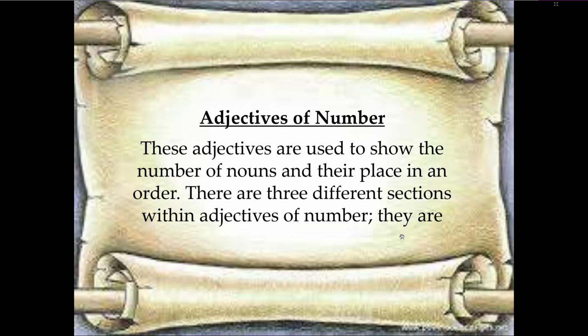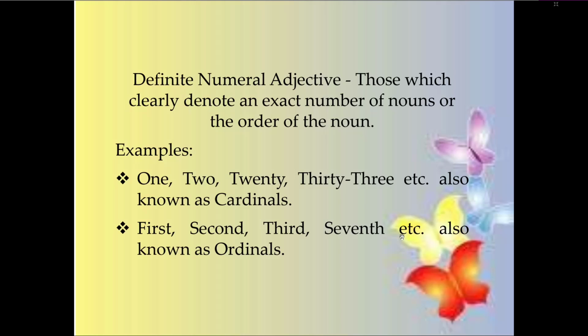Next is adjectives of number. On the contrary, these adjectives are used to show the number of nouns and their place in an order. There are three different sections within adjectives of number. They are definite numeral adjectives, those which clearly denote an exact number of nouns or the order of the noun. Example: 1, 2, 20, 33, etc., also known as cardinals. First, second, third, seventh, etc., also known as ordinals.